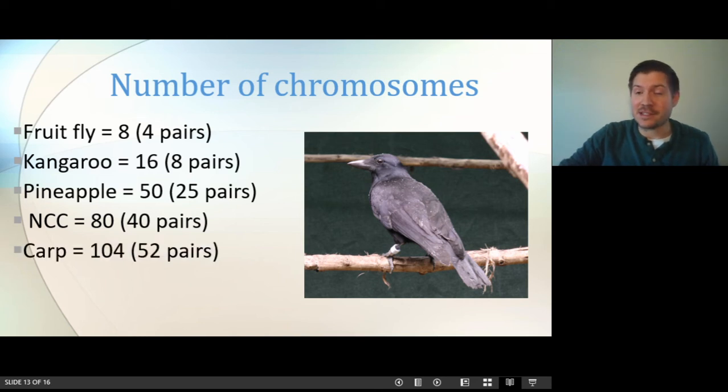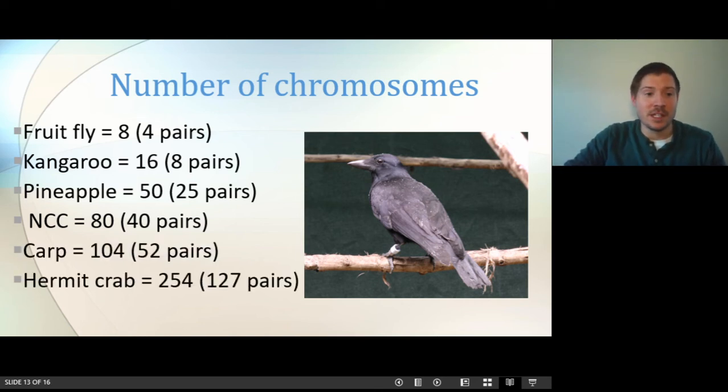A carp has 104 chromosomes. And a hermit crab is one of the animals with the highest chromosome number. It actually has 254 chromosomes, or 127 pairs. Chromosome number doesn't appear to be correlated to any really specific trait. It's not good to have more or less, but it is interesting how species got such widely different numbers of chromosomes.